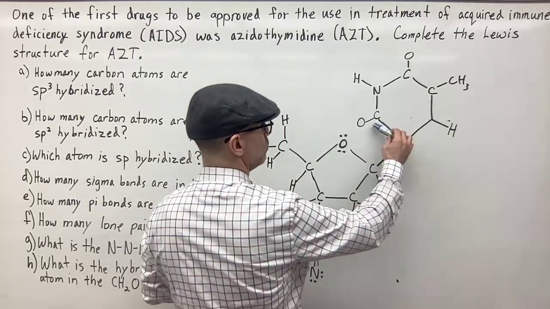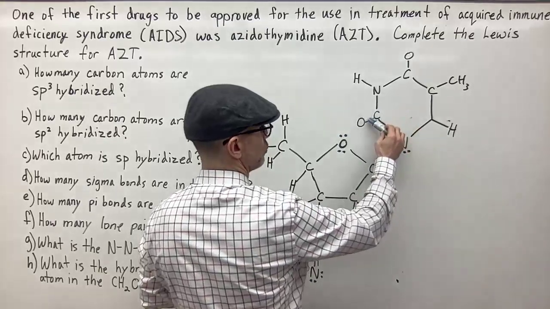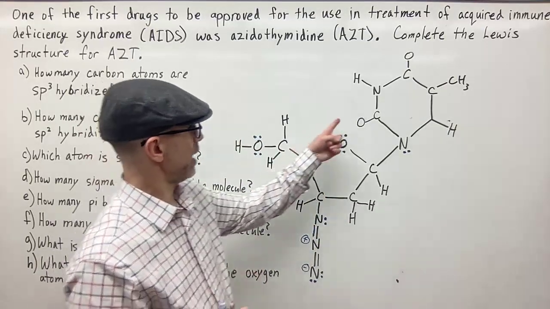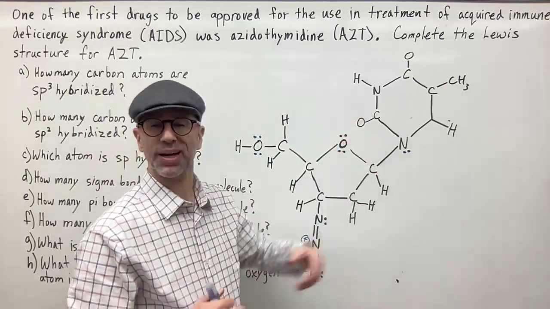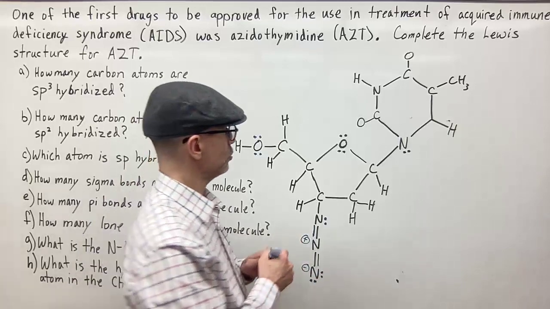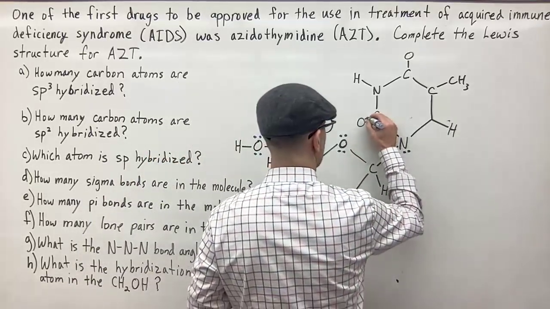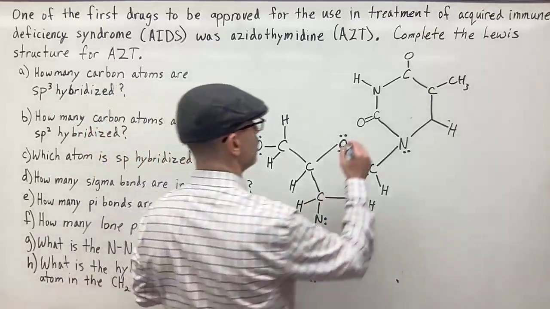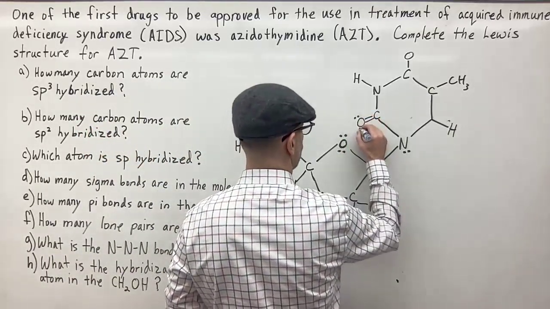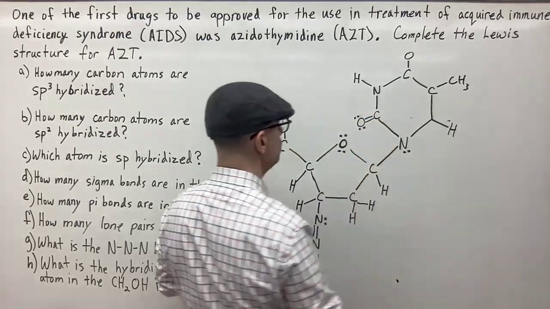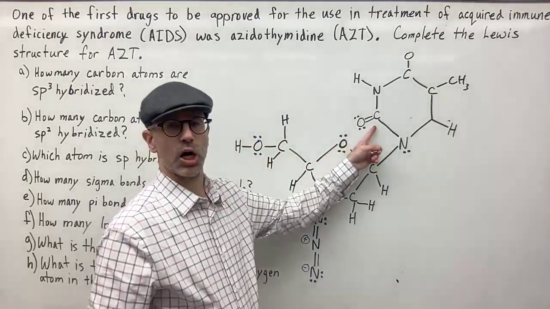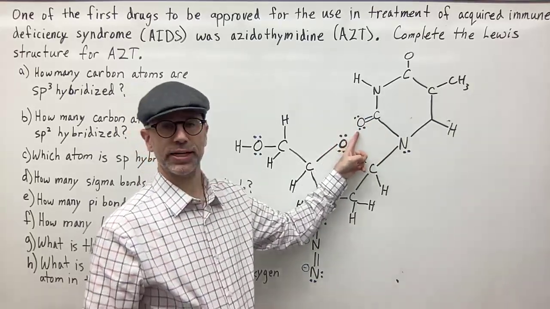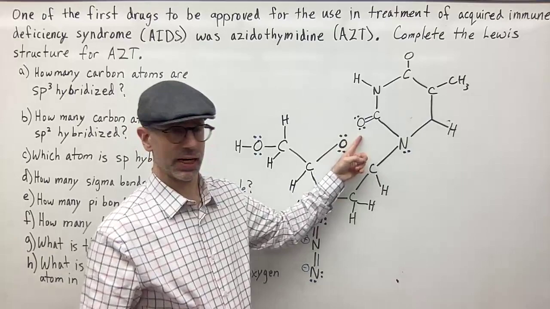Here, carbon has 3 bonds, so it needs 1 more bond. Plus, we have oxygen here. It only has 1 bond. Oxygen likes to have 2 bonds, so we could put another bond there. And then we could give oxygen lone pairs. 2 lone pairs, in fact. So now this carbon has 4 bonds, 8 electrons. And this oxygen has 2 bonds and 2 lone pairs. That's 8 electrons.